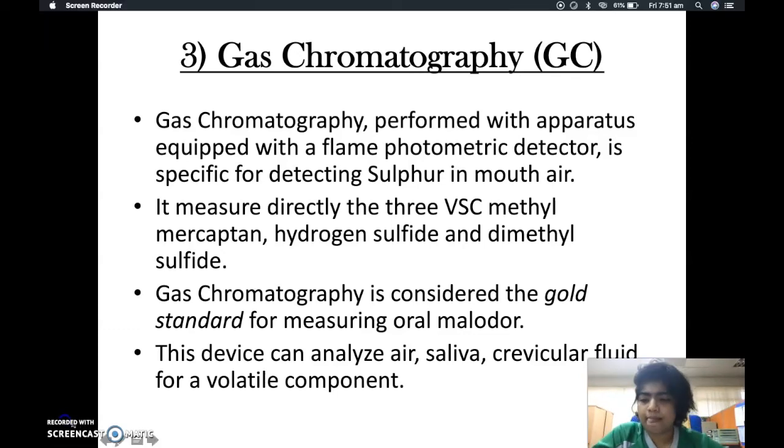There is also portable gas chromatography. There are three gases: hydrogen sulfide, methyl mercaptan, and dimethyl sulfide. For example, if there is more methyl mercaptan than hydrogen sulfide, that means they have periodontitis. If hydrogen sulfide increases, that means they have poor oral hygiene. And if there is only dimethyl sulfide, that means extra-oral causes.